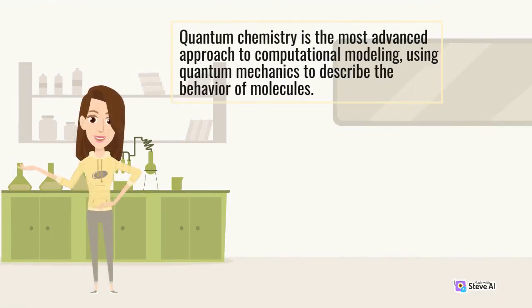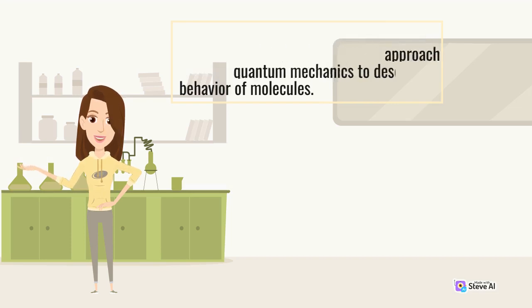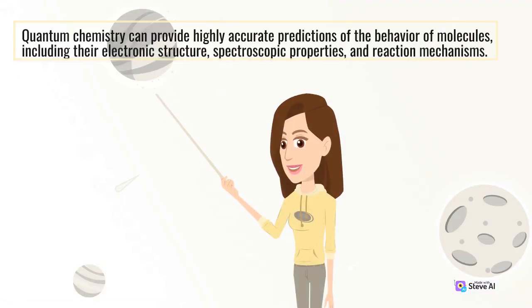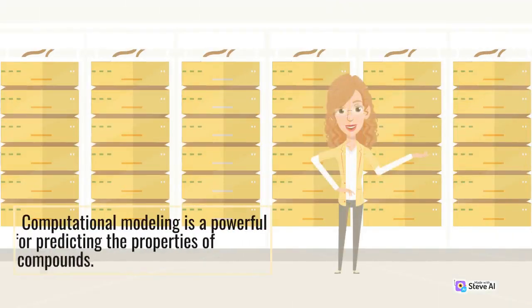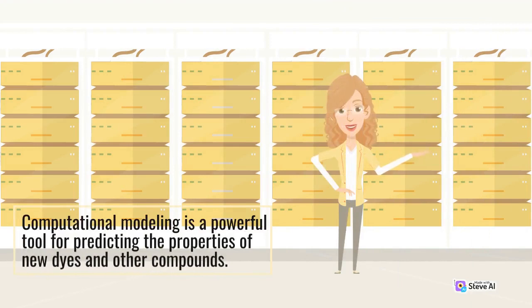Quantum chemistry is the most advanced approach to computational modeling, using quantum mechanics to describe the behavior of molecules. Quantum chemistry can provide highly accurate predictions of the behavior of molecules, including their electronic structure, spectroscopic properties, and reaction mechanisms. Computational modeling is a powerful tool for predicting the properties of new dyes and other compounds.